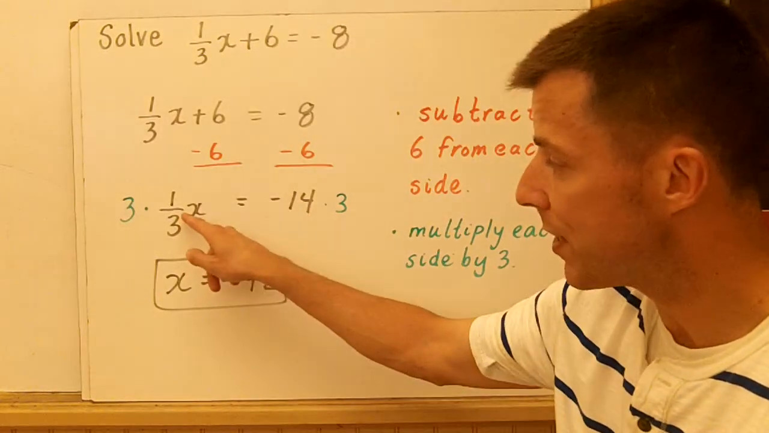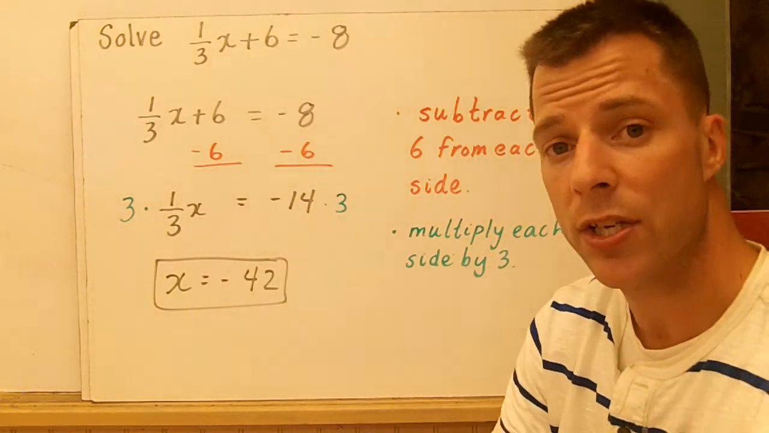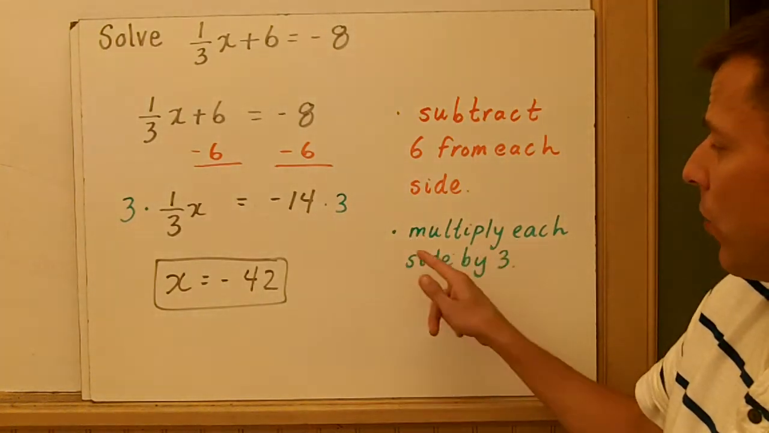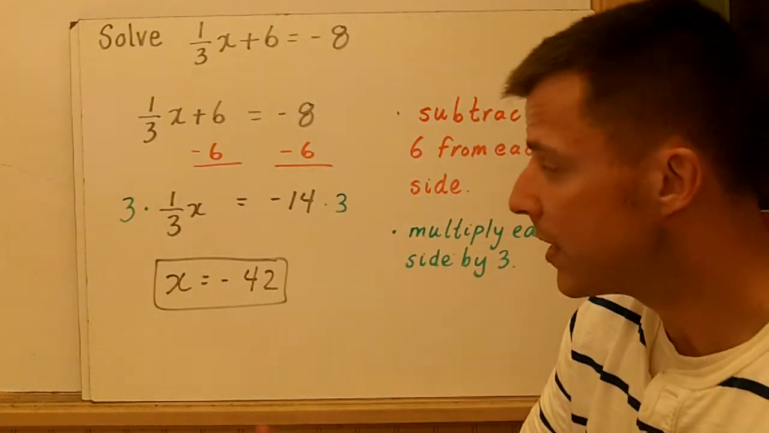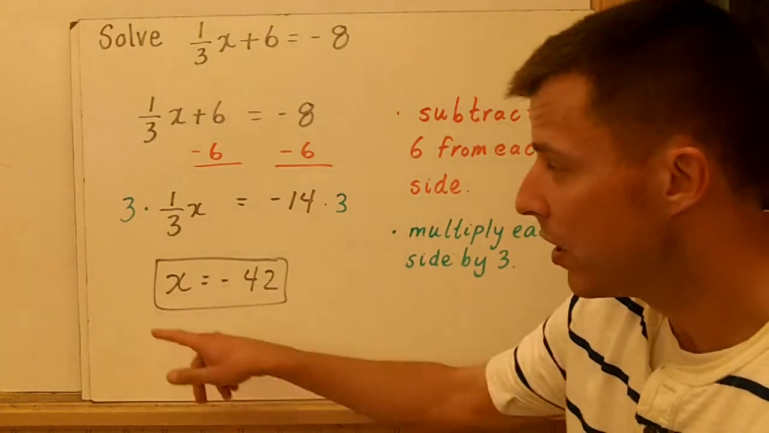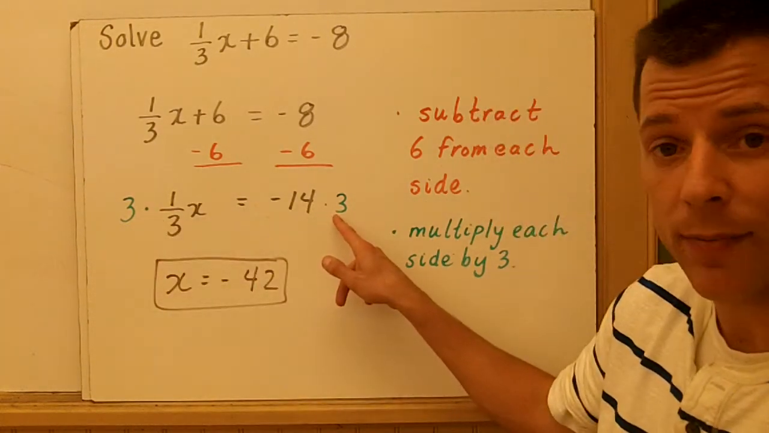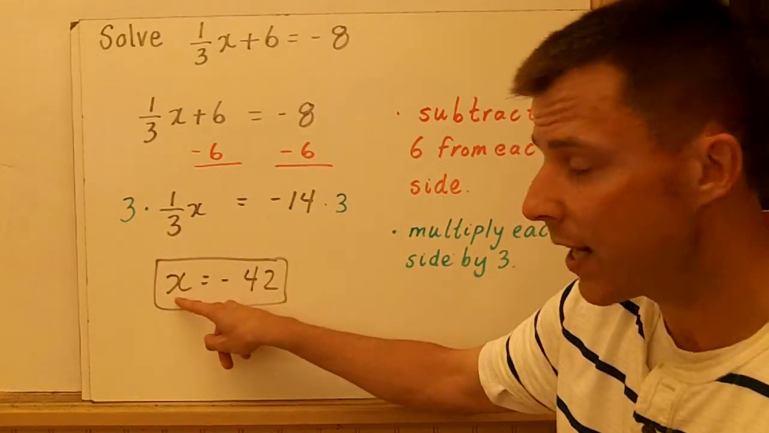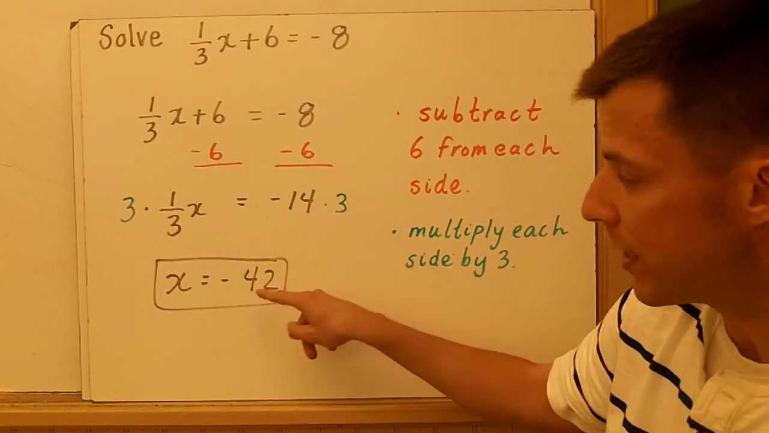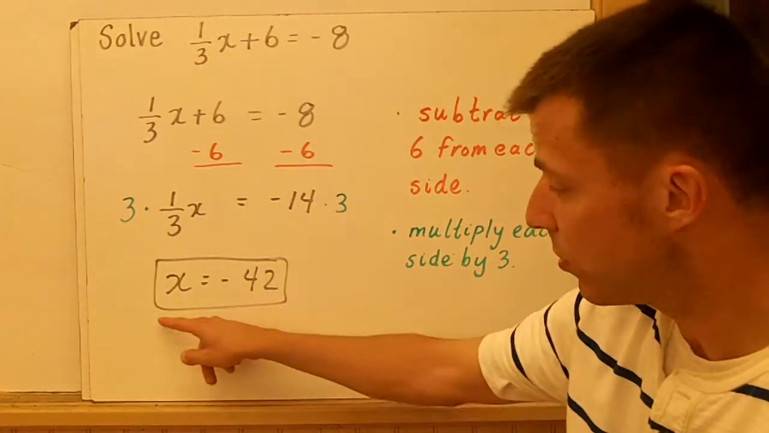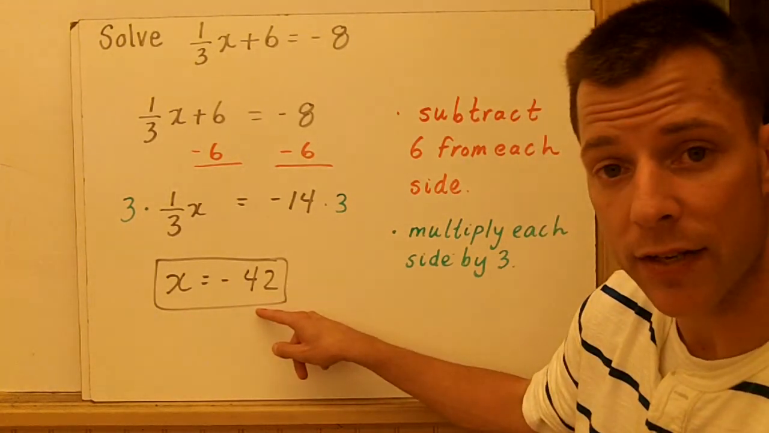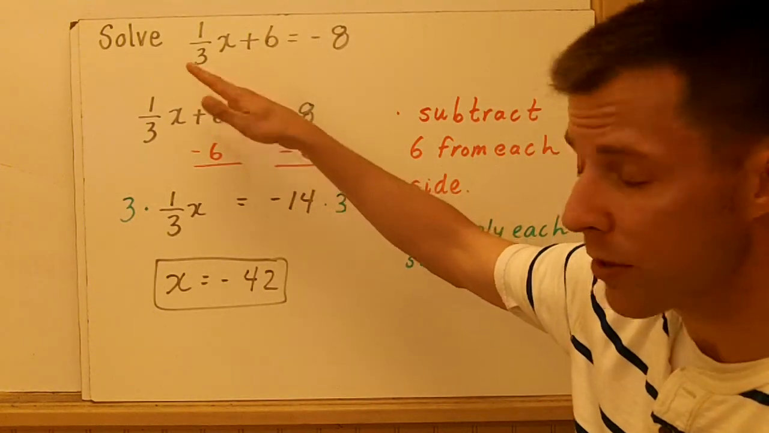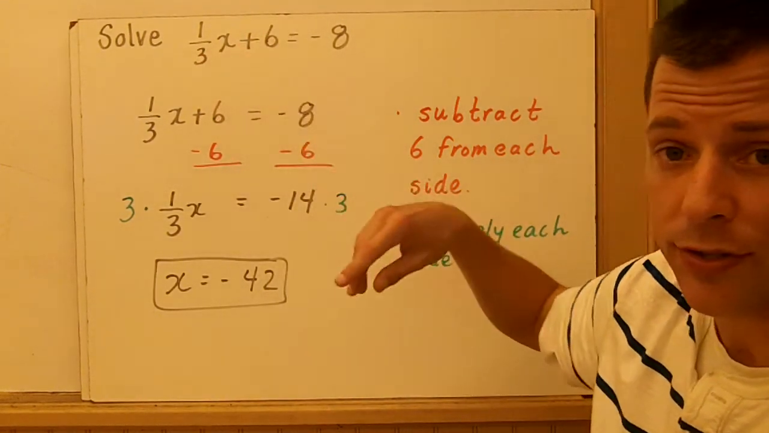Okay, so now I have this operation of multiplication. To undo multiplication, you can divide by 1/3. Dividing by 1/3 is the same as multiplying by 3, so I chose to multiply each side by 3, which will eliminate the denominator here and leave me with just x, and -14 times 3 is -42. So my solution is x equals -42. And that's just our first basic two-step equation, multi-step, two operations.